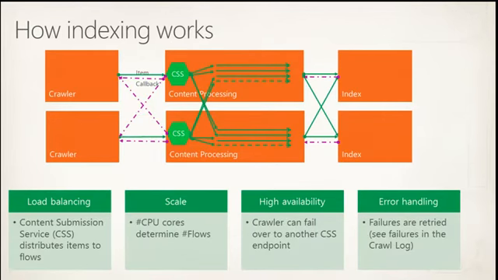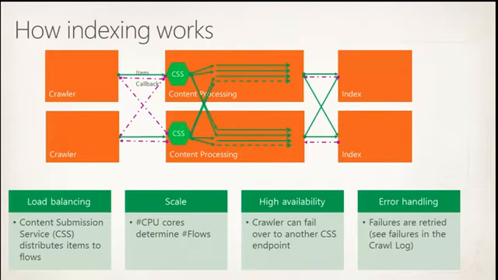For high availability, the crawler talks to an endpoint. If that endpoint in content processing becomes unavailable, it will automatically just fail over to the endpoint in a different content processing component. And finally, we have another kind of fault tolerance. If the crawler tries to push a document and it doesn't get contact with the service or some other error happens, the crawler will retry the item a couple of times before giving up, because it's possible that there was just a network blip or some transient situation.